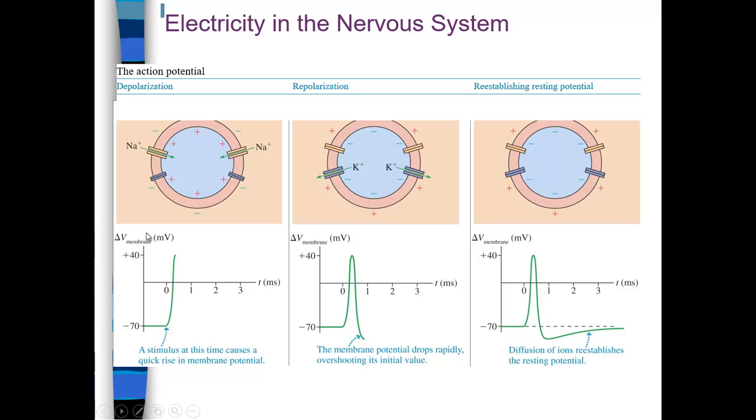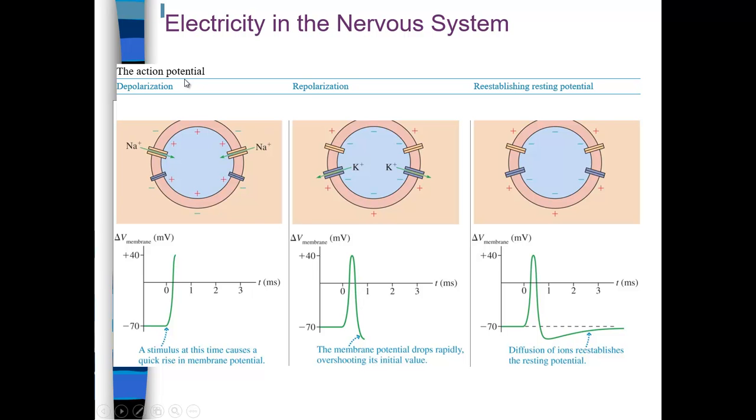And so as sodium is flowing into the sodium channels, that creates a positive charge. Okay, more sodium ions coming in, that's positive. So the electrical potential goes up. Then as the cell repolarizes, potassium flows out, the electrical potential goes down, and then it reestablishes a resting potential. So it goes down below the resting potential. Okay, it overshoots its initial value, and then it establishes equilibrium.